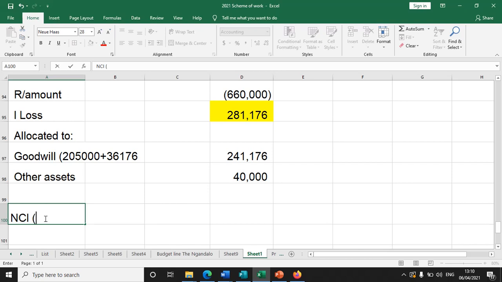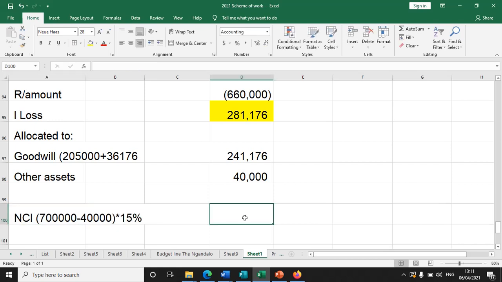So your NCI will be equal to the net assets of this particular company, which stands at 700,000. Then you less, before you multiply, you less 40,000, that is impairment for other assets, and then you restrict that to 15%, that goes to NCI.